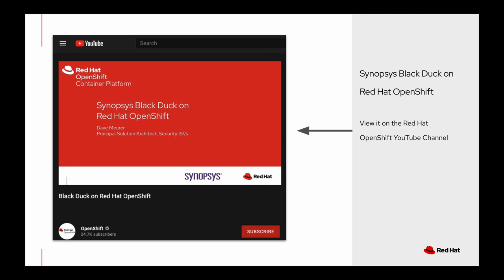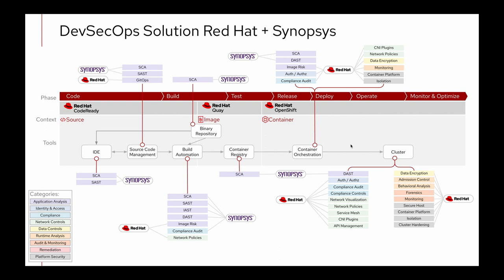In that video, I discussed how Synopsys fits into Red Hat's DevSecOps framework, and specifically the security methods that are integrated at the different points in the DevOps lifecycle. As you can see, Synopsys complements Red Hat OpenShift as their technology addresses application analysis needs like static analysis, software composition analysis, interactive analysis, and dynamic analysis testing as well.